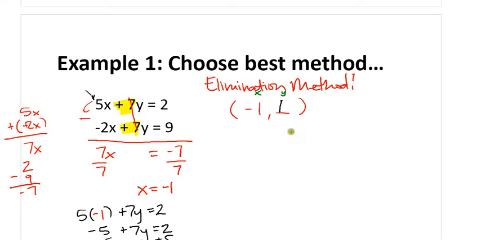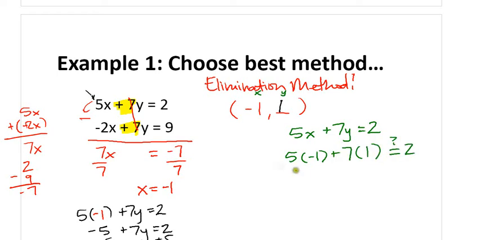So I'm going to start by saying 5x plus 7y is equal to 2. And then I'm going to check these. 5 times negative 1 plus 7 times 1, I think, is equal to 2. And in fact, I have negative 5 plus 7 equals 2, and 2 does equal 2. So it works for this first one. And that's great, but it has to work for the second one as well.